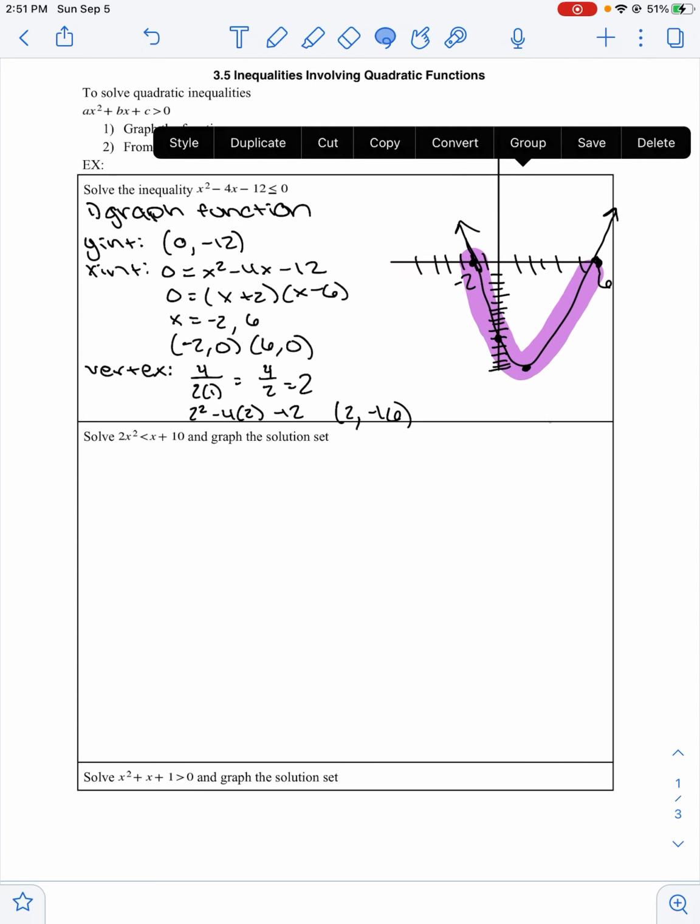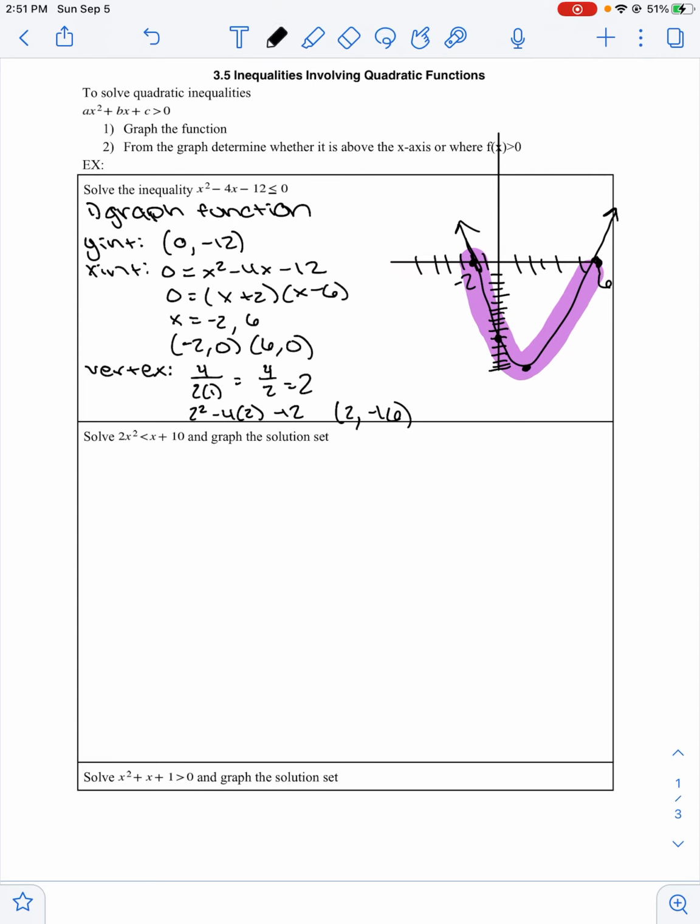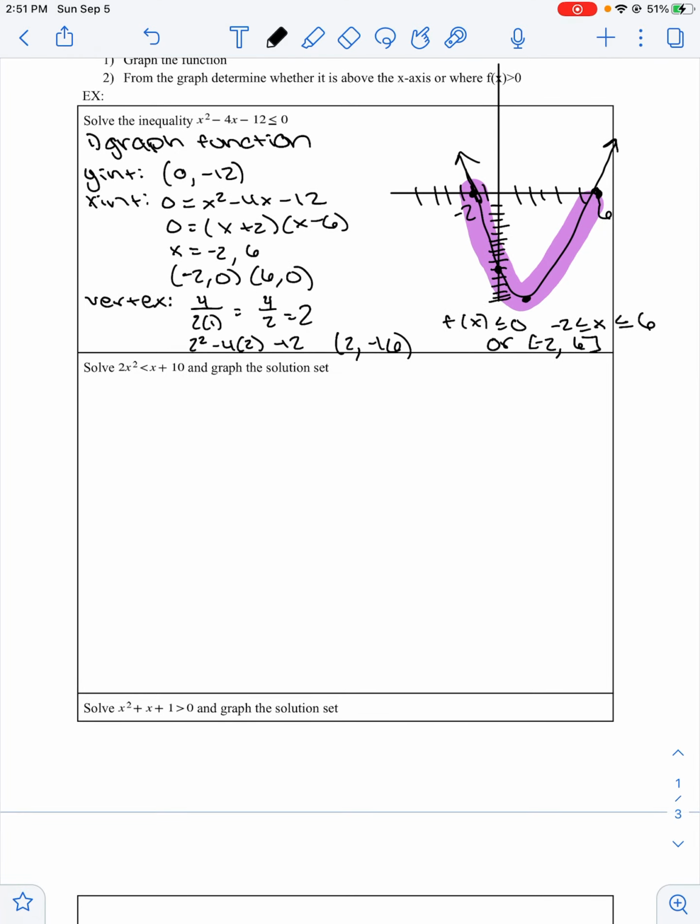And we're going to write that as, you can write it as an inequality or an interval. So f of x is less than or equal to 0 from -2 is less than or equal to x, which is less than or equal to 6. Or you can write it as [-2, 6]. So either one of those is fine. So let's try another one.